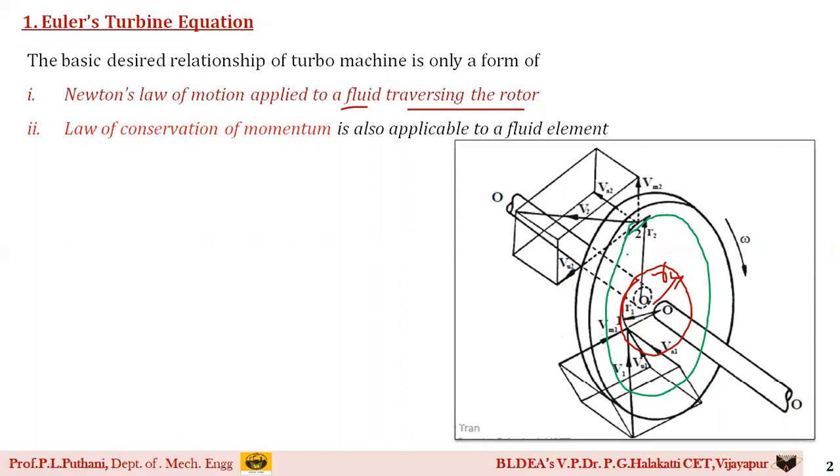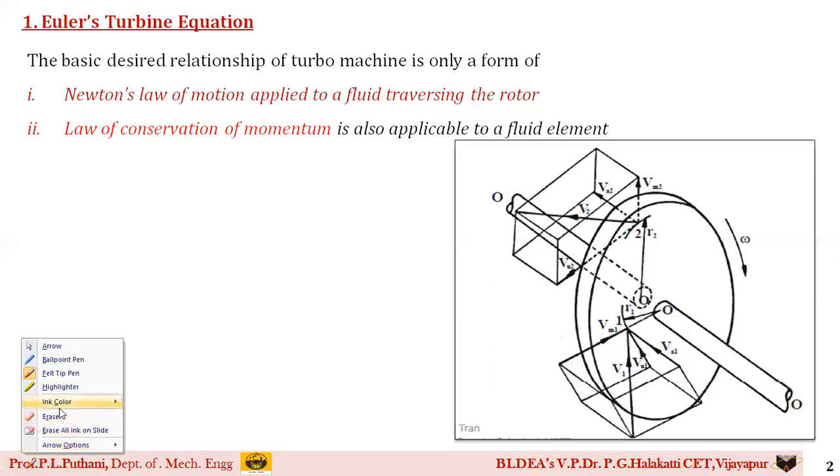Along with this, we are also applying the law of conservation of momentum to the fluid element. With the basic relationship of Newton's law of motion applied to a fluid traversing the rotor, as well as the law of conservation of momentum, we derive Euler's turbine equation with some assumptions. We shall see these assumptions as we move further, one by one. But before that, when we apply Newton's law of motion and the law of conservation of momentum, let us see what we are going to get.